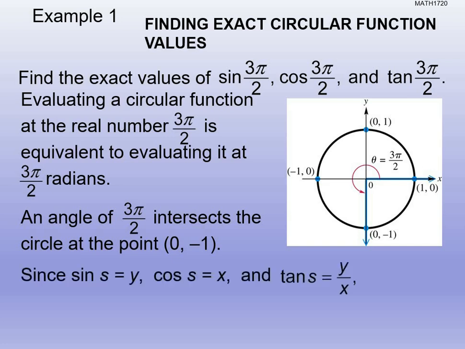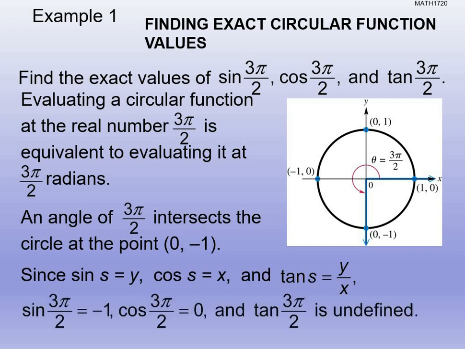Okay? So when we rewrite this, we know that sine of s is equal to y. So we know sine of 3π/2 is -1. We know cosine of 3π/2 is 0. And since tangent is y over x, -1 over 0 is undefined. So tangent is undefined there. Okay, does that make sense? That's the exact same way that we evaluated sine of 270 degrees in previous chapters.